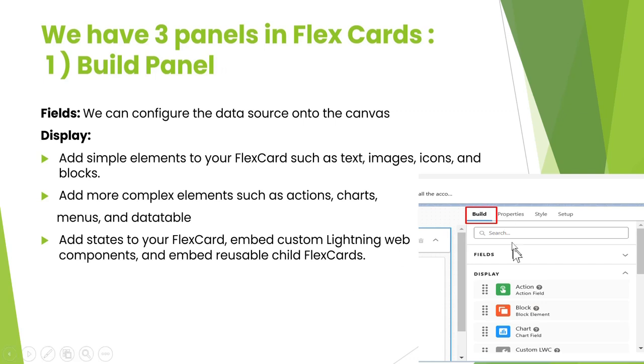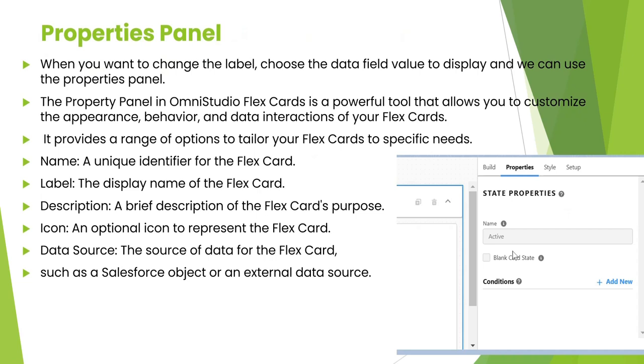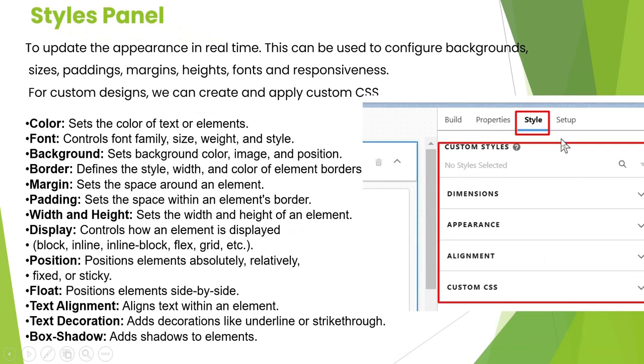We can configure the data from whatever source we are getting. We can drag the elements, like whatever fields to display. In the property panel, we can change the label name and change the value name that needs to be displayed. So those can be modified in the property sections. We have different kinds of information in the property panel. In the style, we can modify the CSS part to update the appearance in real time. This can be used to configure background sizes, paddings, margins, heights, fonts, and responsiveness. So we can modify these in the styles.